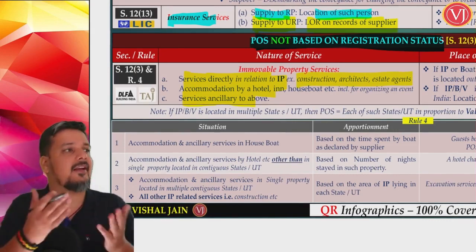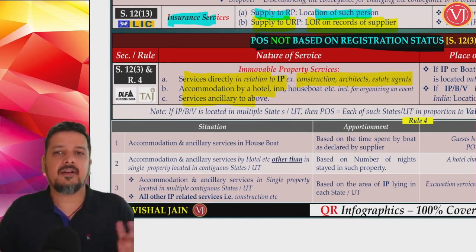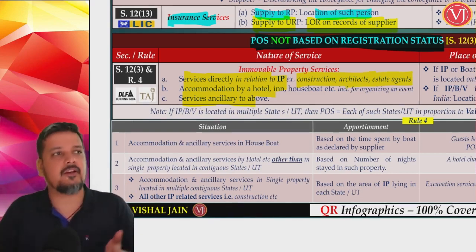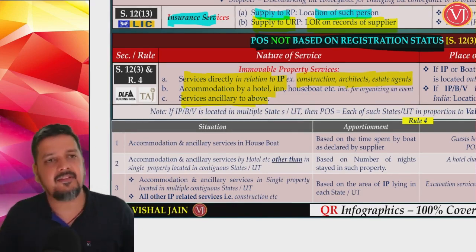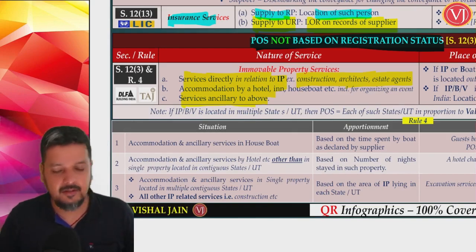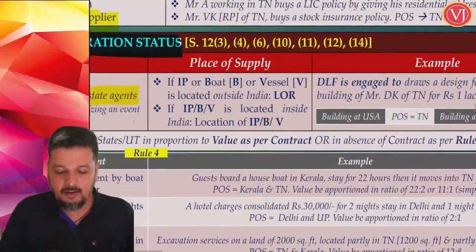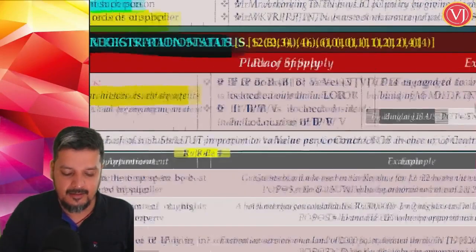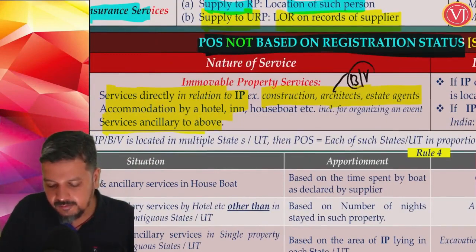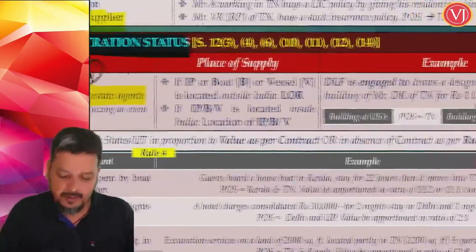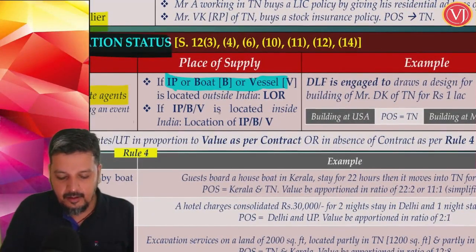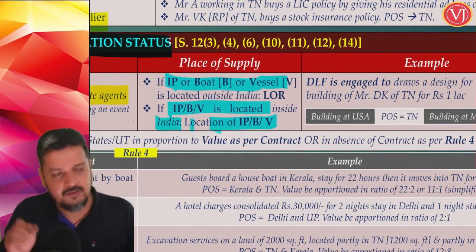Accommodation service means you are staying in a hotel. One is construction of a place, construction, architect or real estate agent. One is the hotel is there, you are staying in a hotel. Or services ancillary to the above. Here it is not only immovable property related services, it is also related to boat or vessel, when you are traveling in a boat or vessel. If the immovable property or boat or vessel is in India, location of the immovable property.